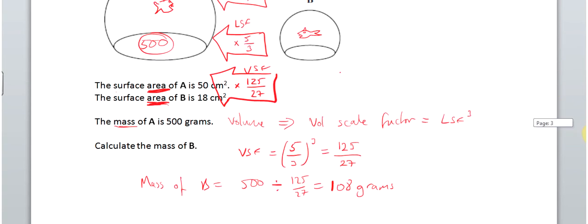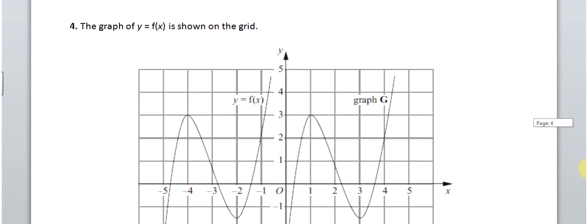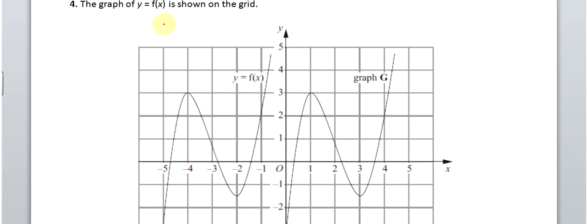Now, next question. Okay, a bit of transformations of graphs here. So we've got the graph of y equals f of x. So that's this one here. This is f of x here. It goes up, down, and then carries on up again. That's a cubic curve by the looks of it.